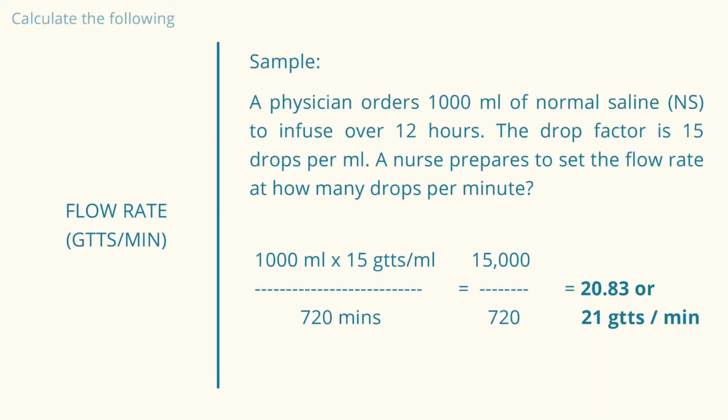And here is a sample situation. A physician orders 1000 ml of normal saline to infuse over 12 hours. The drop factor is 15 drops per ml. A nurse prepares to set the flow rate at how many drops per minute. So, 1000 ml times 15 drops per ml over 720 minutes is equal to 15,000 over 720 is equal to 20.83 or 21 drops per minute.